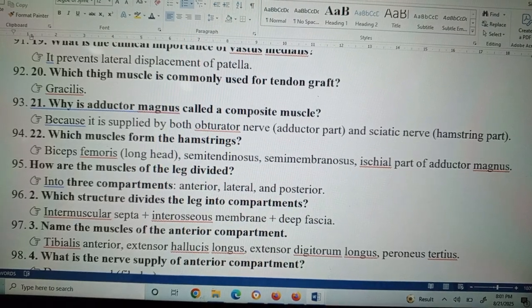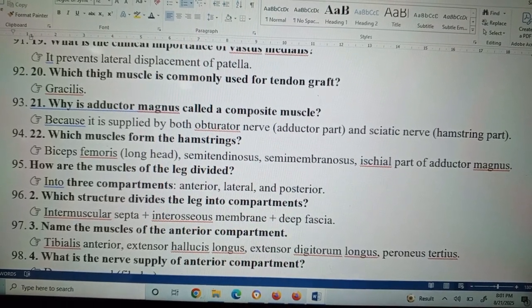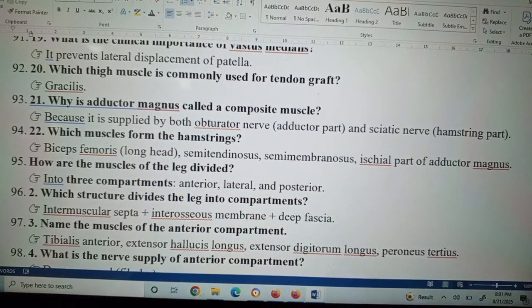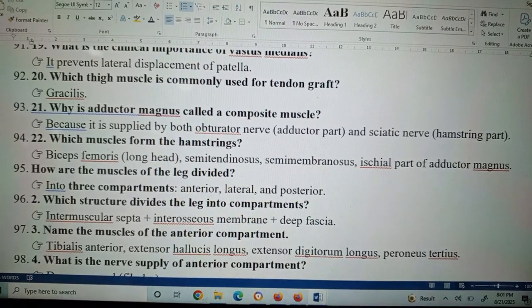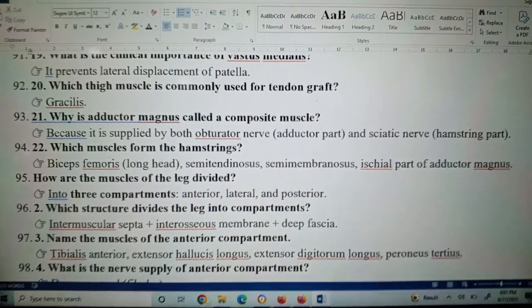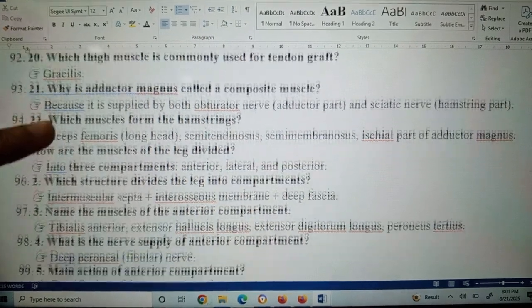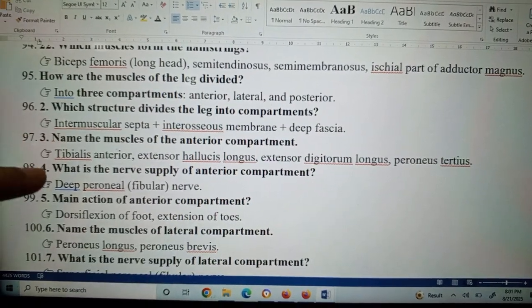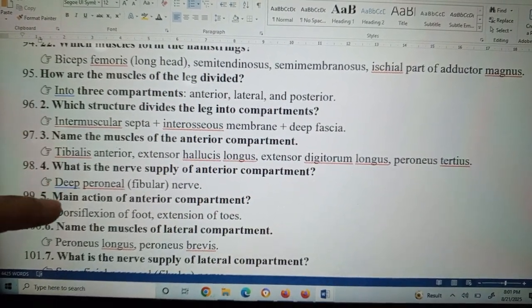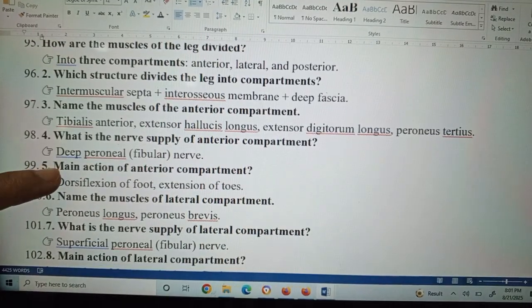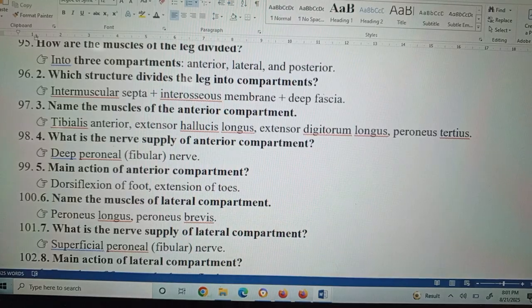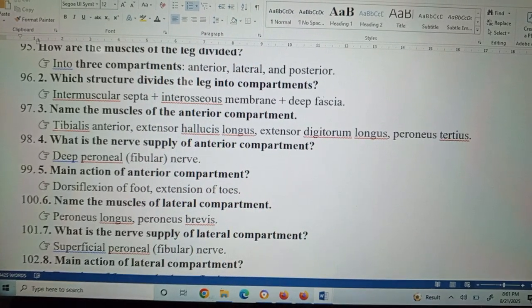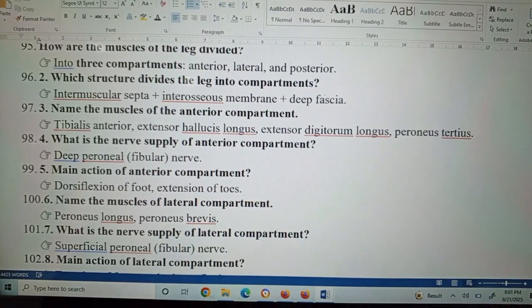How are the muscles of the leg divided? They are divided into three compartments: anterior, lateral, and posterior. Which structures divide the leg into compartments? Septa, interosseous membrane, and deep fascia. Name the muscles of the anterior compartment of the leg: tibialis anterior, extensor hallucis longus, extensor digitorum longus, and peroneus tertius.